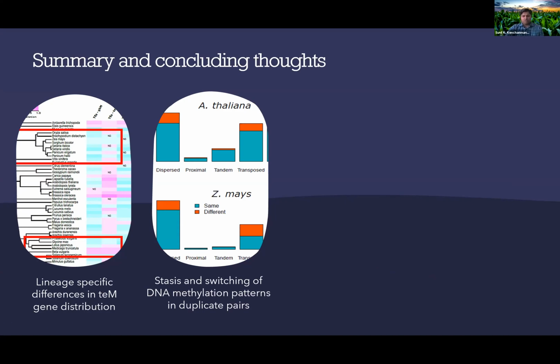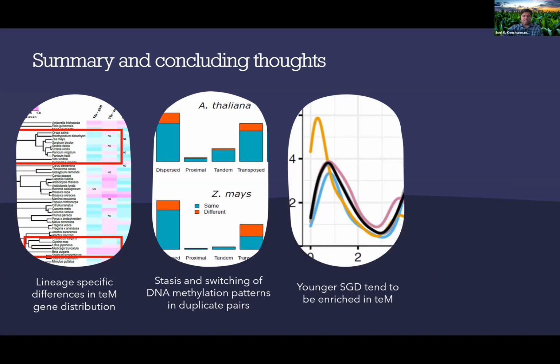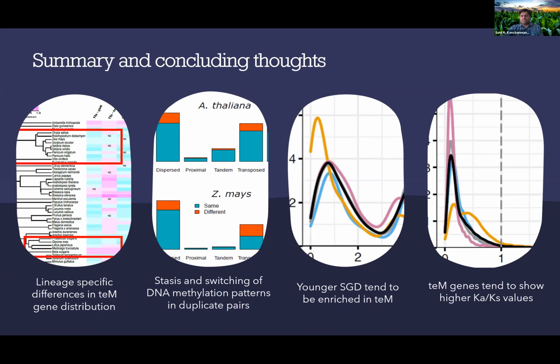And one of the very interesting results we got is that the younger single gene duplicates tend to be enriched in transposon-like methylated genes, while younger whole genome duplicates tend to be enriched in gene body methylation. Again, this conforms to the gene balance hypothesis. The next interesting result we saw was that when you look at these transposon-like methylated genes, they tend to show higher Ka-Ks values across different species. And then a proportion of them even show Ka-Ks values greater than 1.